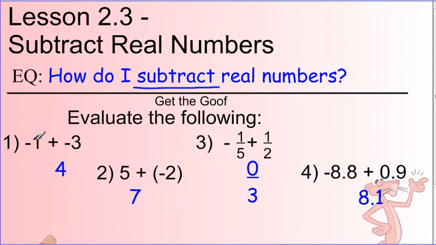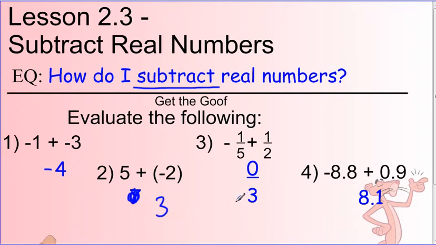So here I have two numbers with the same sign. They're both negative. So you should add, so you get the 4, but you keep the sign of the bigger number, so -4. Number 2, 5 plus -2. Those signs are different. So you would subtract. 5 minus 2 is 3. And then you keep the sign of the bigger number, so it's a +3.